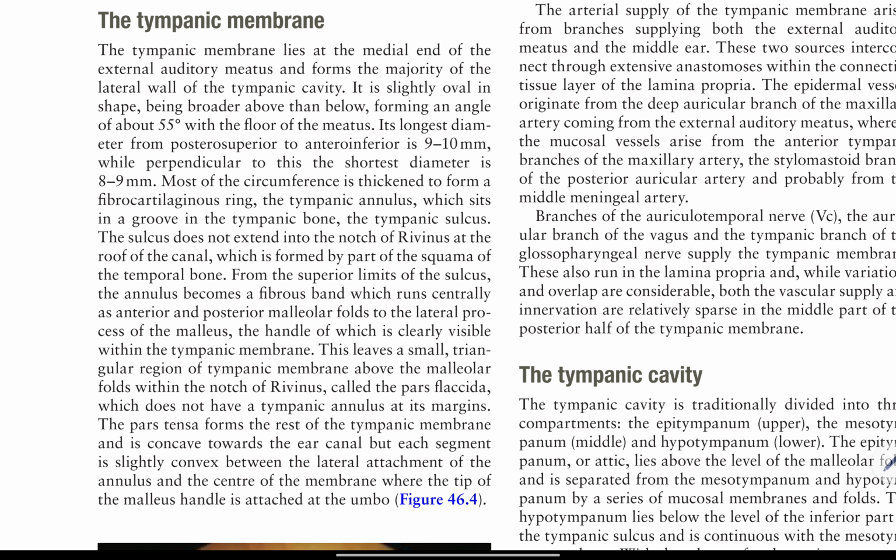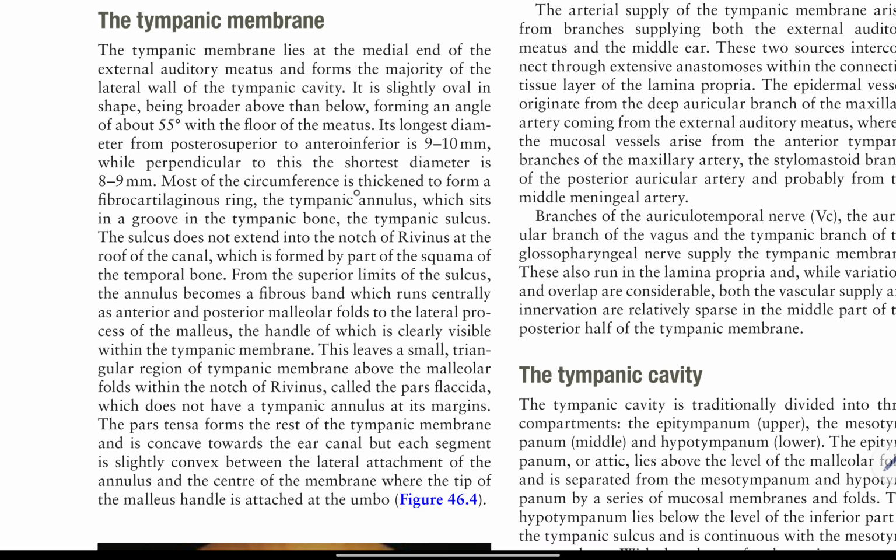The tympanic membrane. The tympanic membrane lies at the medial end of the external auditory meatus and forms the majority of the lateral wall of the tympanic cavity. It is slightly oval in shape, being broader above than below, forming an angle of about 55 degrees with the floor of the meatus. Its longest diameter, from posterior superior to anterior inferior, is 9 to 10 millimeters, while perpendicular to this the shortest diameter is 8 to 9 millimeters.